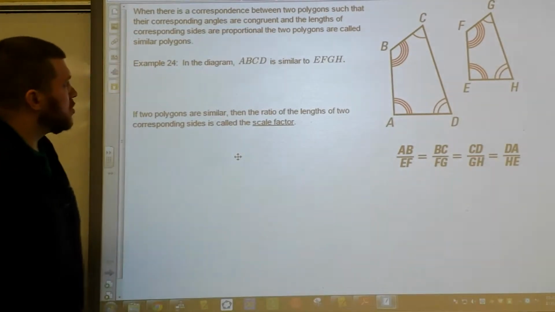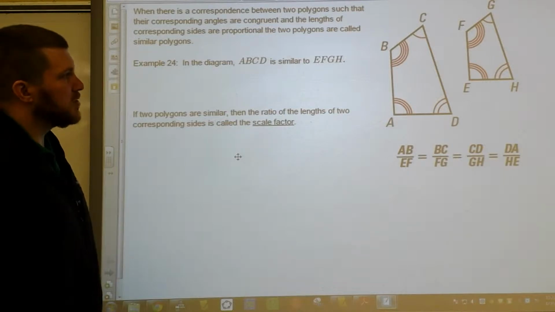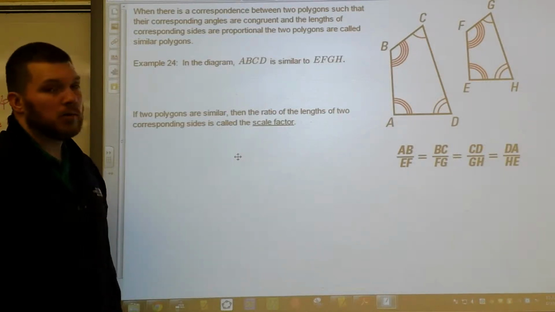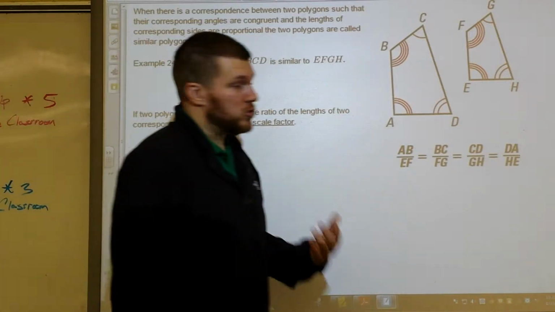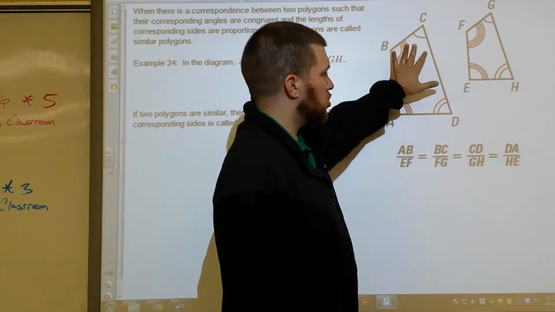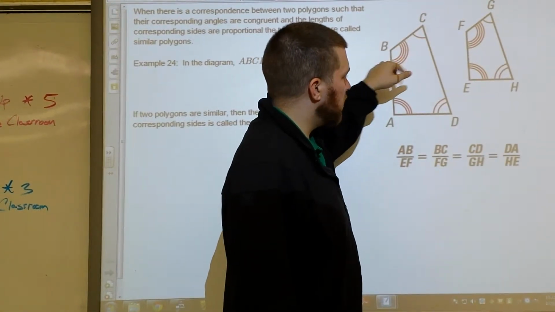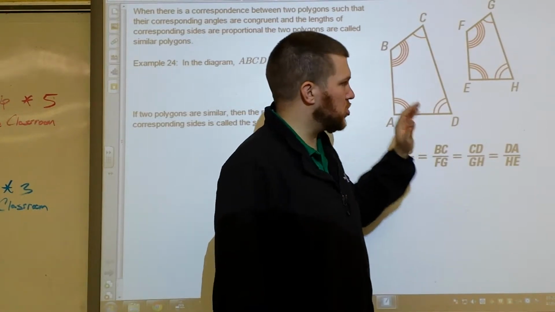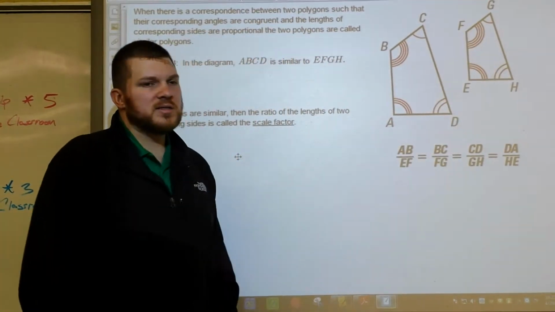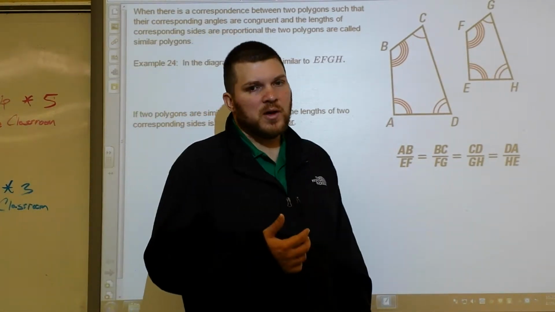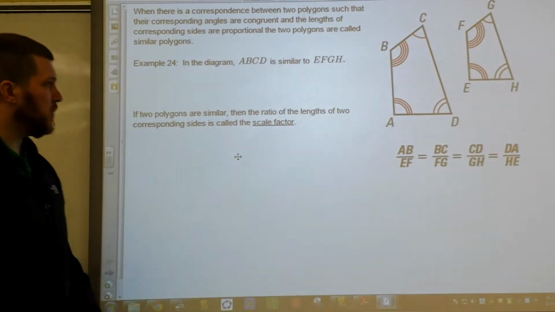When there's a correspondence between two polygons such that the corresponding angles are congruent and the lengths of the corresponding sides are proportional, then the two polygons are similar. It works for triangles, squares, pentagons, or just regular quadrilaterals. Pretty much as long as you've got a polygon, with congruent angles and proportional side lengths, then these two figures are similar. What similar means is the same shape, but not necessarily the same size. Okay, so same shape only.